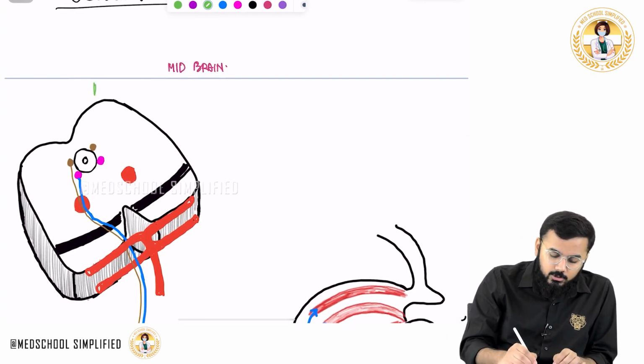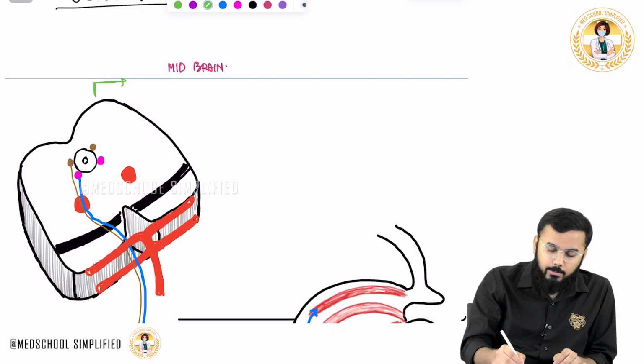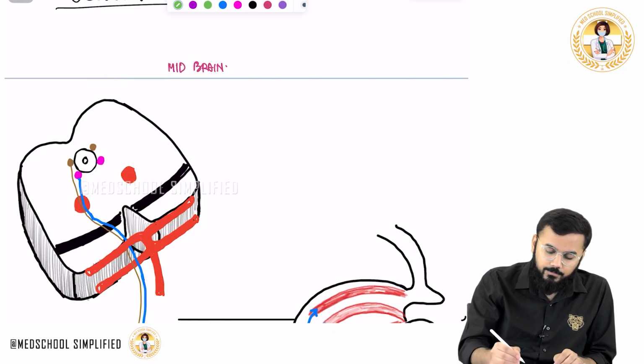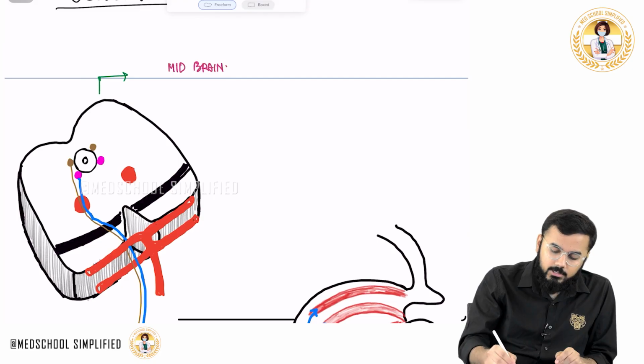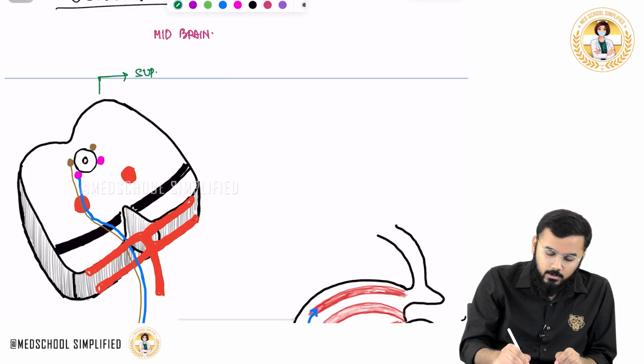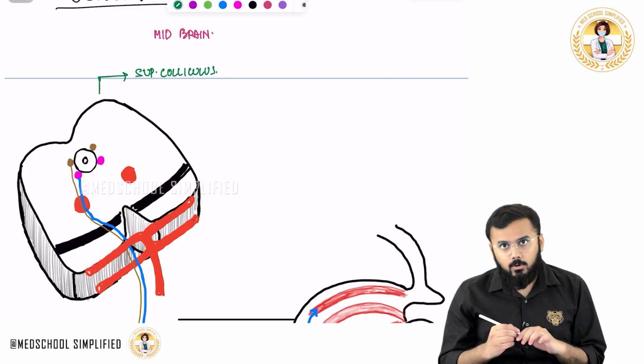See, these two elevations which you can see, these two bumpy elevations on either side, are nothing but called your superior colliculus.